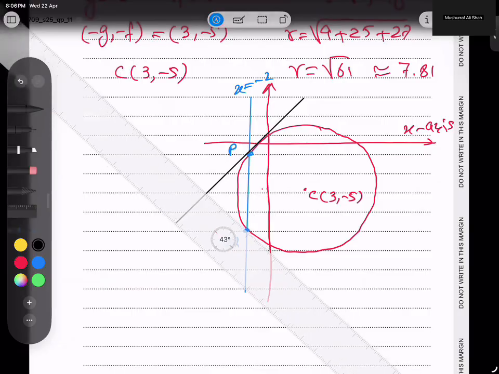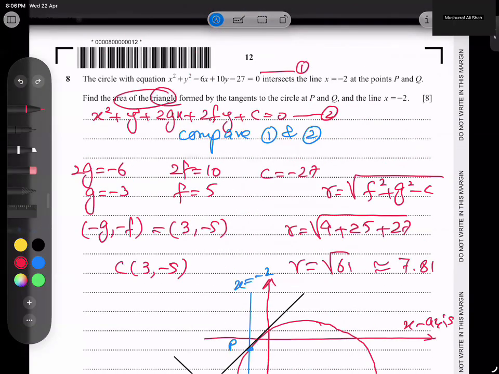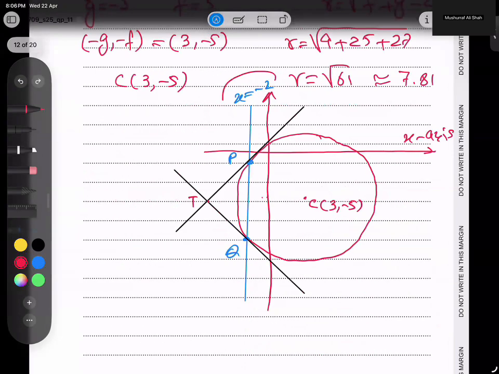For the sake of understanding, I'll tell you one thing very clearly. Now I can tell you one more thing. Look there: this is a tangent, and this T point is an intersection point. So he talks about this triangle area. How come? Go back and read it: find the area of the triangle formed by the tangents and the line x = -2. So we are looking for the area of this triangle.